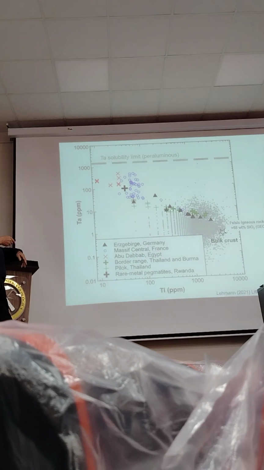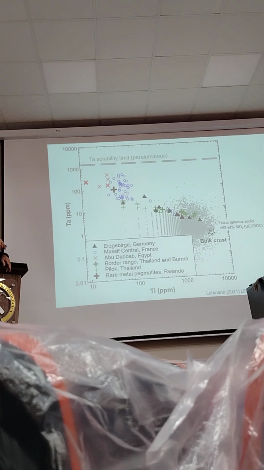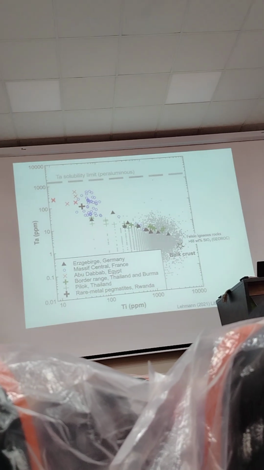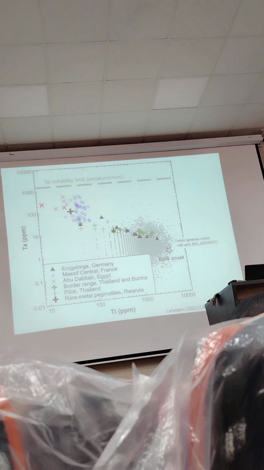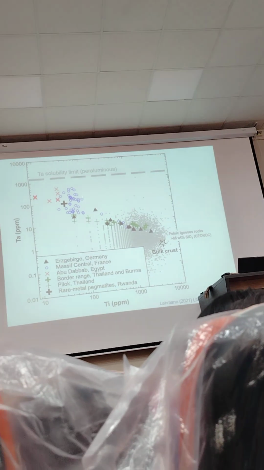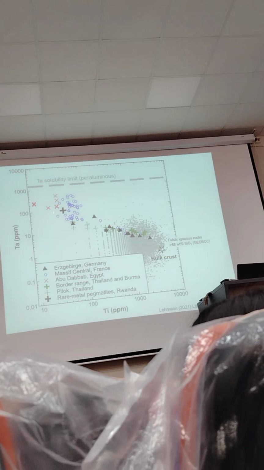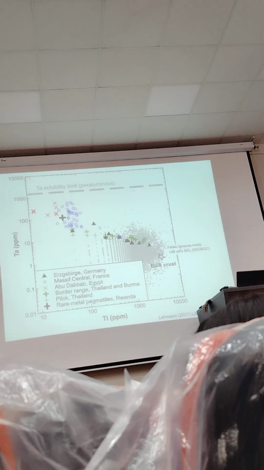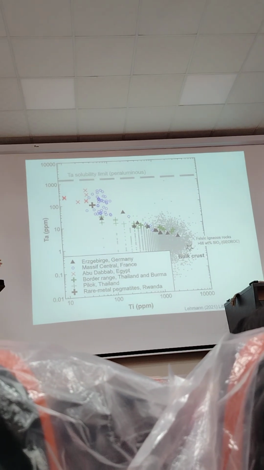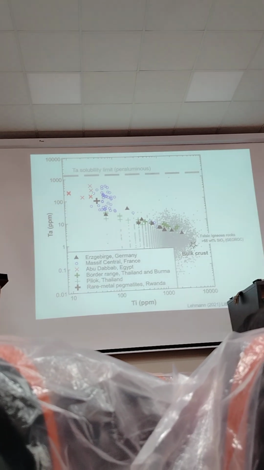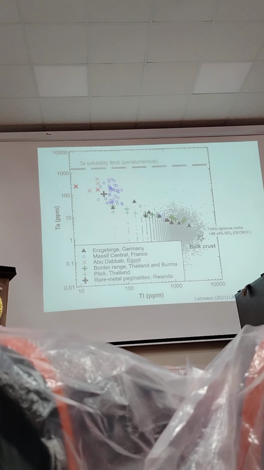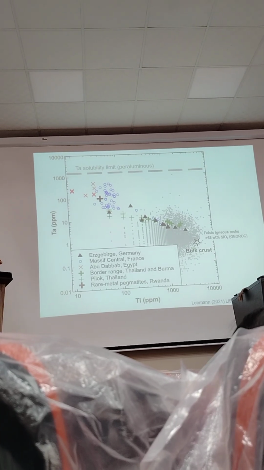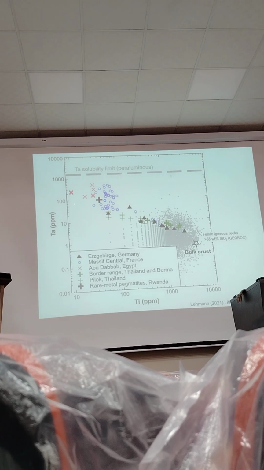Okay. And then I have a few others. This is the border range from Thailand and Burma. These are individual samples which plot like this. And then I have data from Massif Central in France. This is largely from the Beauvoir granite, which I showed you, this white granite, highly evolved. These are the pegmatites in Rwanda as an average. We took many samples in Rwanda. And these are individual samples from a tantalum granite in the eastern desert of Egypt. This is the Abu Dabbab.